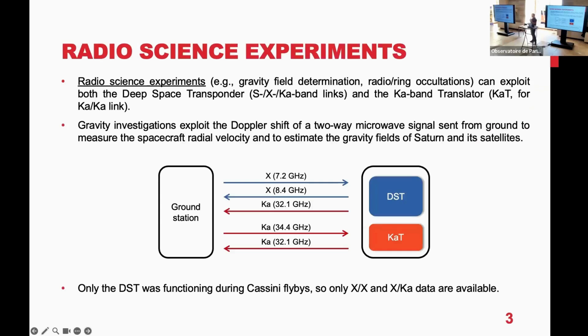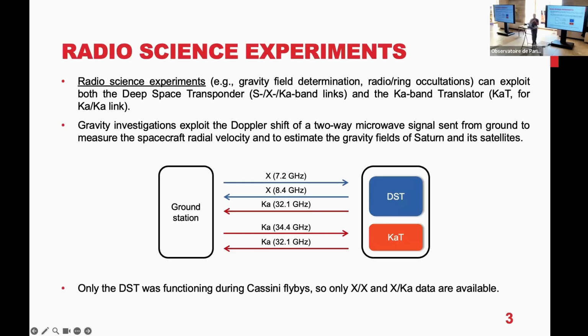So the radio science experiments can exploit either the deep space transponder or the Ka band translator. The first was able to provide S, X, and Ka band links with the Earth, whereas the Ka band translator, as the name suggests, could have provided a very accurate Ka band uplink and Ka band downlink. But unfortunately, the KaT failed before Cassini arrived in the Saturnian system, so we could only exploit X-X and X-Ka data.